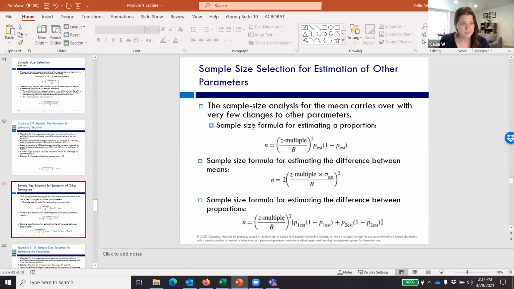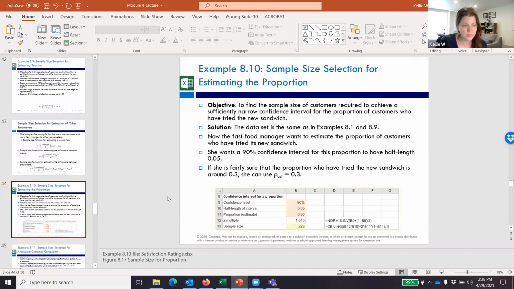Okay. Let's see if we can estimate. So if we want to do a sample size estimation, but we want to do it for other things. So instead of mean, proportion, the difference between means or the difference between proportions. So thinking back to our examples, like the difference between proportions would have been the example with the coupon customers. Same concept, but slightly different formulas, all of which are done for you in Excel. So for the proportions, you're plugging in the same information.